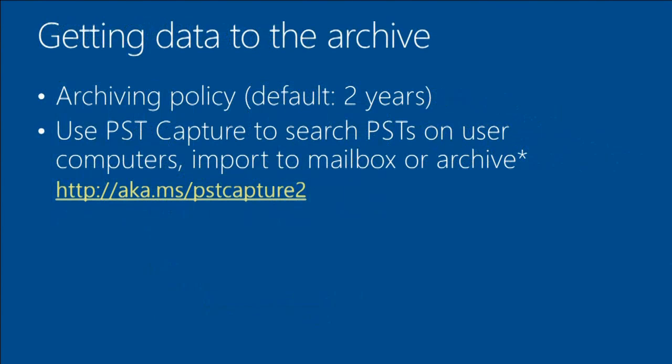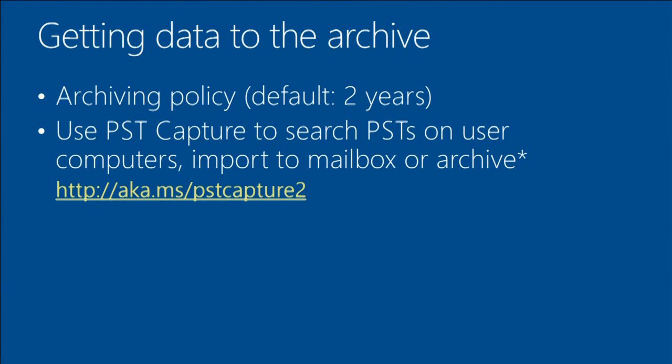Now, how do you get data to the archive? We talked about archiving policy. You already saw a demo. Any questions, feel free. Okay. You can also use this tool called PST Capture, which basically allows you to go out and search for PST files, because that's one of the problems we want to address with archiving: capture PST data. Kill those PSTs, right? And make e-discovery easier and let your org have more control over the user data.